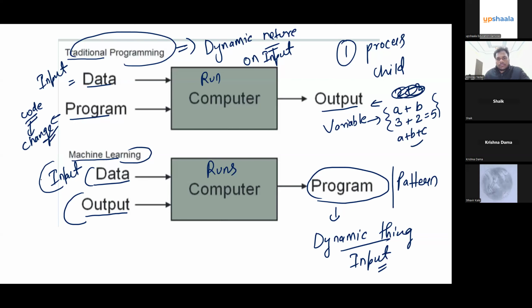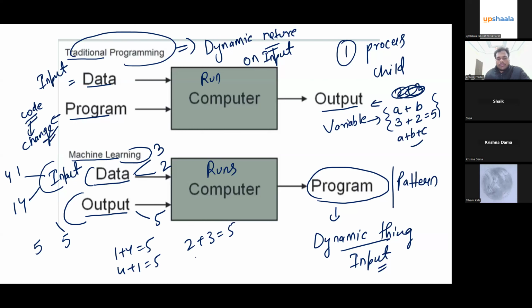Just take this example. Suppose you are passing three and two over here, and five over here. Again, you are passing one over here and four over here, and the resultant will again be five. Again, four and one, the resultant is five. So what it will make out is that one plus four makes five, four plus one makes five, two plus three makes five, and three plus two makes five.